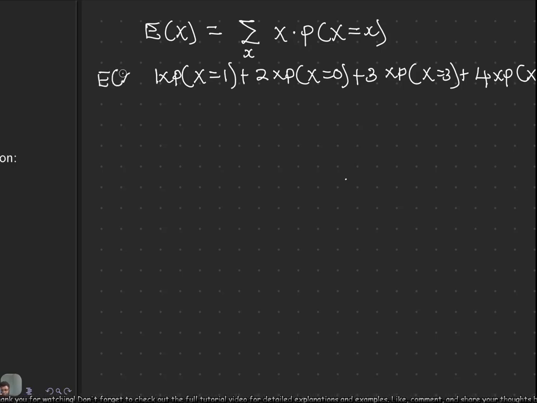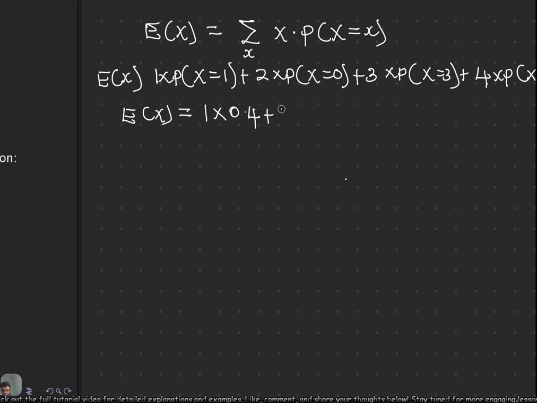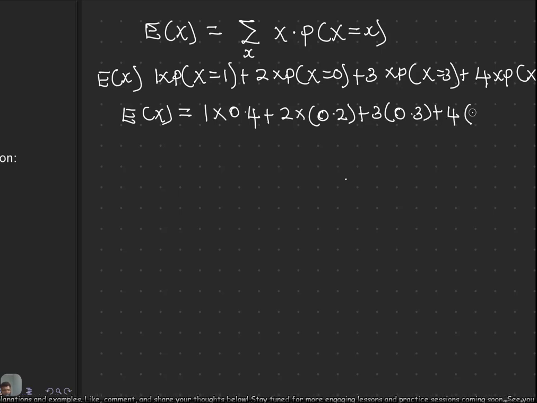So our expected value is then going to be equal to 1 times the probability of our random variable being equal to 1, which was 0.4, then plus 2 times that of 2, which was also 0.2, then plus 3 times that of 3, which was 0.3, then plus the last one being 4 times 0.1. So we now do our simplification.